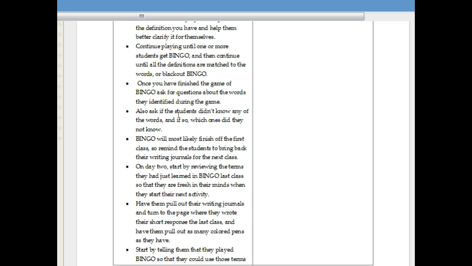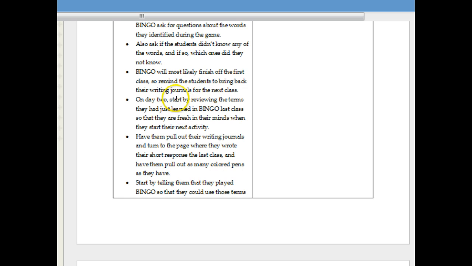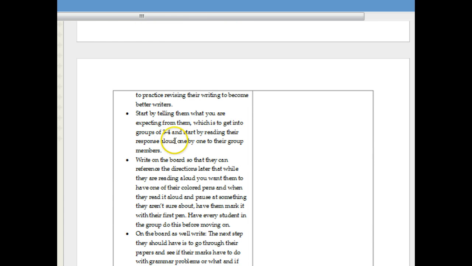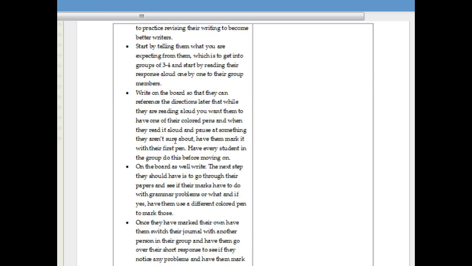All right, going through the bingo game. See, you have here, start by reviewing the terms they just learned in bingo. I wonder about flip-flopping this. I wonder about a day of direct instruction, and then day 2 is the bingo lesson plan. I don't know, you tell me, okay? Expect them to get into groups of 3 and 4, reading their responses out loud. Reference the directions later. Excellent, good. So that you're doing multiple strategies for helping them with directions.